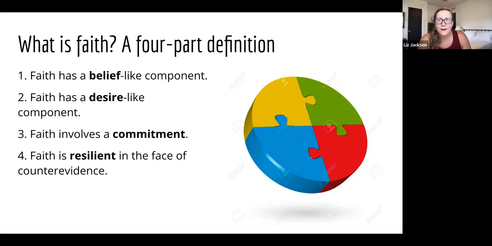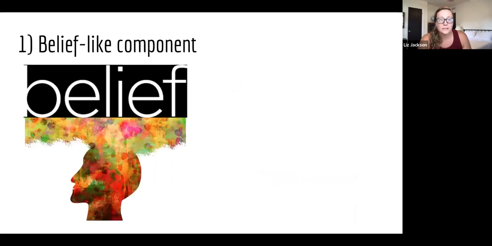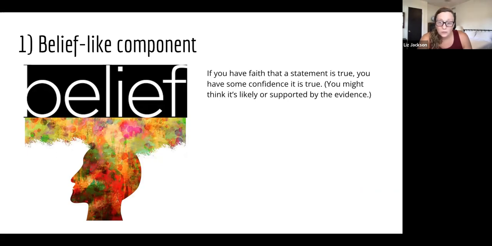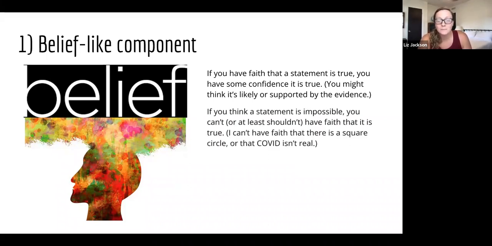Okay, so let's talk about each of these 4 components in a little bit more detail. First is the belief-like component of faith. And remember, we're analyzing faith as a mental state, so faith as a thing that's in your head. If you have faith that some statement is true, you'll likely have some degree of confidence that it's true. For example, you might think that thing is likely, or that thing is supported by my evidence. If you have faith that my team will win, you'll think there's a decent chance that we win. You'll think you have good evidence that we'll win. You'll have some confidence that we'll win.